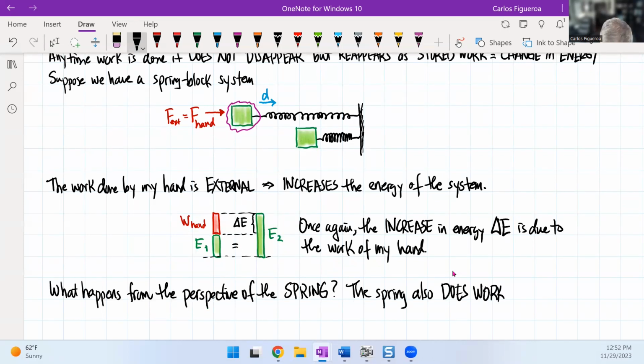So when you go back and you look at the spring, what you're seeing here is that I have a force of the spring that, according to Newton's third law, is applying a force in the opposite direction of my hand. So when I say that the spring does work, it is negative work.